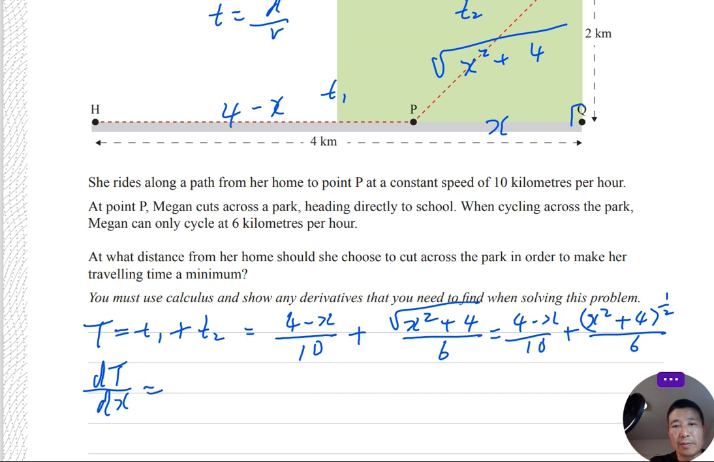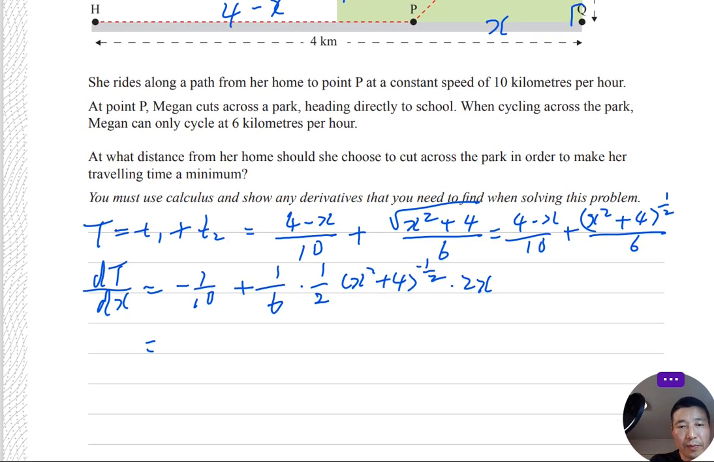So the first term, 4 minus x over 10, becomes negative 1 over 10. Do you see that? Because when we split this out, it is 4 over 10 minus x over 10, which becomes negative 1 over 10. And the second lot is a bit complicated, but first of all 1 over 6 in front, and then a half comes to the front, and x squared plus 4 to the power of negative half. So I'm using the chain rule, and times by the inner, which is 2x.